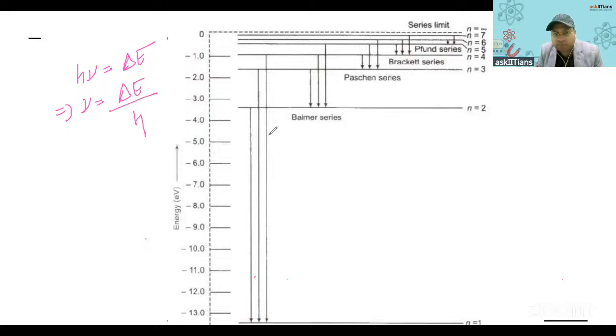Now can you tell me which transition has the lowest frequency in the Lyman series? 2 to 1, 3 to 1, 4 to 1, or infinity to 1? What do you say?